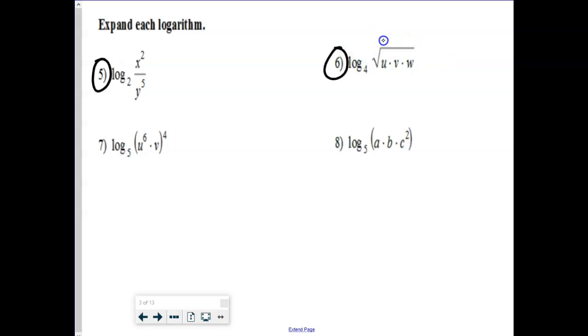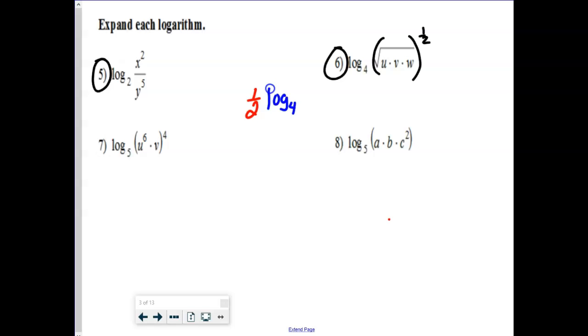Number 5. Guys, what's another way of saying square root? 1/2 power. There we go. Who's being raised to the 1/2 power here? That whole thing, u and v and w. So when you start expanding this logarithm, how many logarithms are we expanding into? 3. Who's going to have that 1/2 power in front? All of them. I think you guys are getting comfortable enough with these to jump straight to the fully expanded answer. So if you know to throw the 1/2 in front of each logarithm, that's awesome.